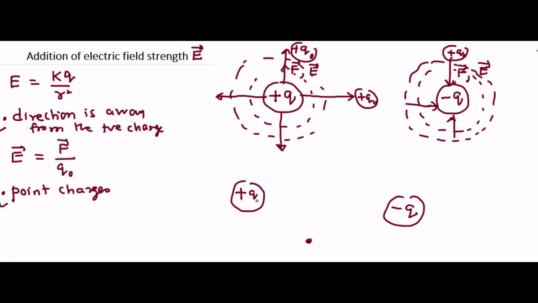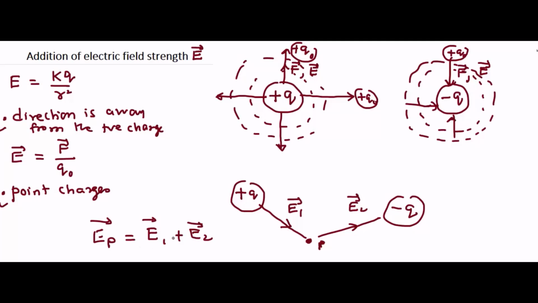So we know that the direction of the electric field due to the first charge will be in this direction, and the direction of the field due to the second charge will be in this direction. Let us call this E1 and let us call this E2, and the net electric field at location P, let us call this point P, the EP will be given by E1 plus E2. Of course, the vectorial addition of these two. So this is the law of superposition.